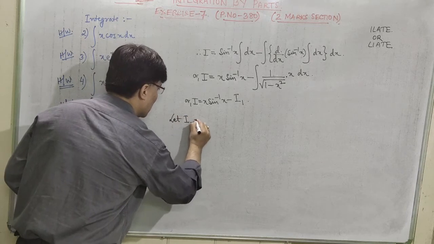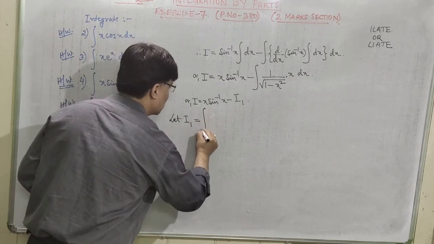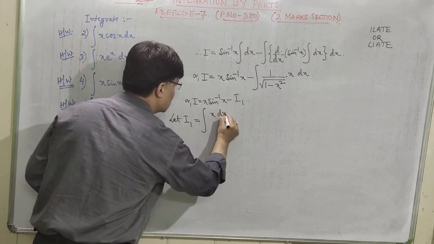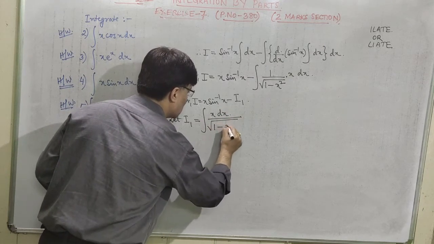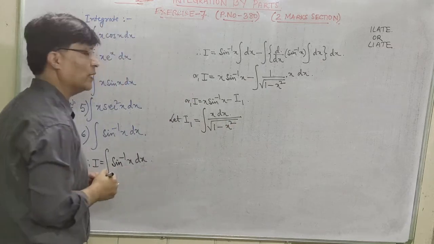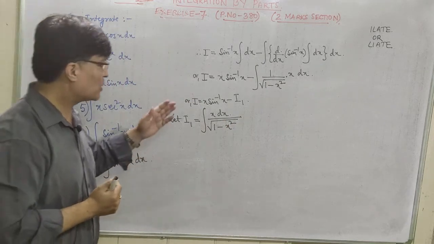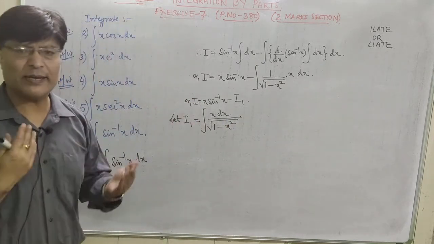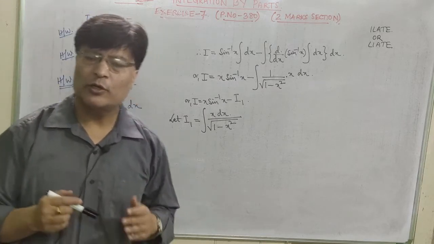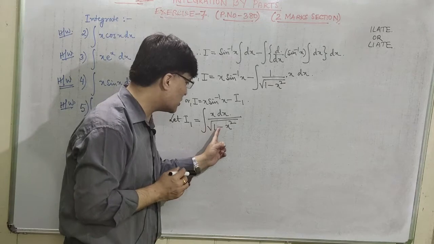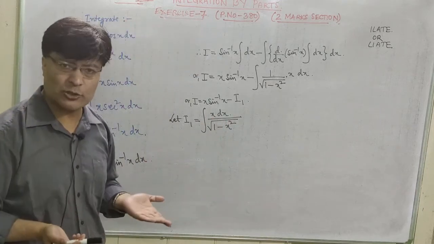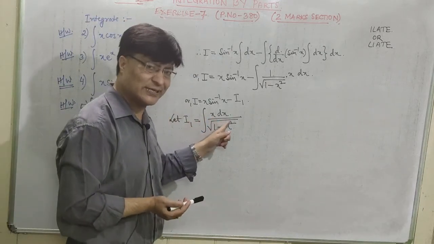Let I1 is equal to integral sine, this is x dx divided by root over 1 minus x square. Okay, so now let us integrate it. So how can you integrate it? You have to use method of substitution in this case, because what is the differentiation of 1 minus x square? That is minus 2x, but we are getting x, isn't it?